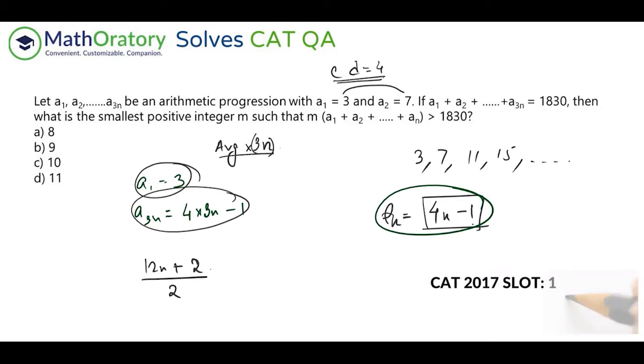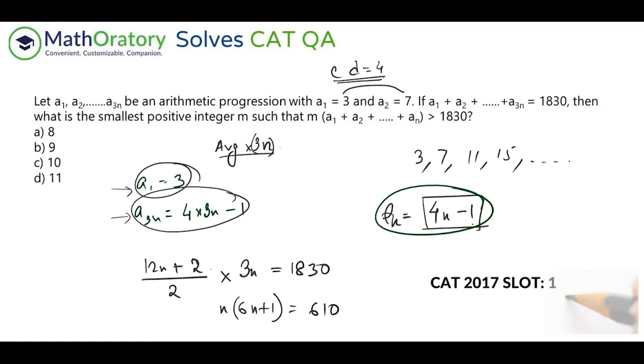This is the average, right? First term plus last term by 2. So add these two and then half it into the 3n should be equal to 1830. So this becomes very easy to evaluate, nothing more than that. Now what I'll do is I'll just divide this part by 2 and I'll divide the 1830 by 3 and I'll keep it as something like this.